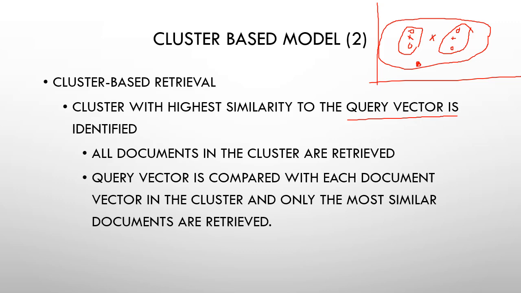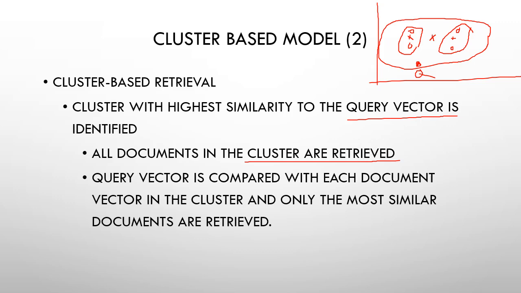So we have to identify which one is closer. I think the cluster on the left would be closer to the query. So all documents in that cluster are retrieved. Which documents? The documents on the left. I think this one is document number 1 and this is document number 4. So we retrieve document 1 and 4 because the cluster is closer to the query.